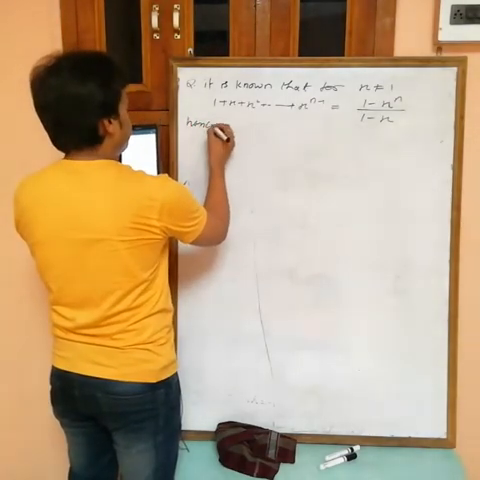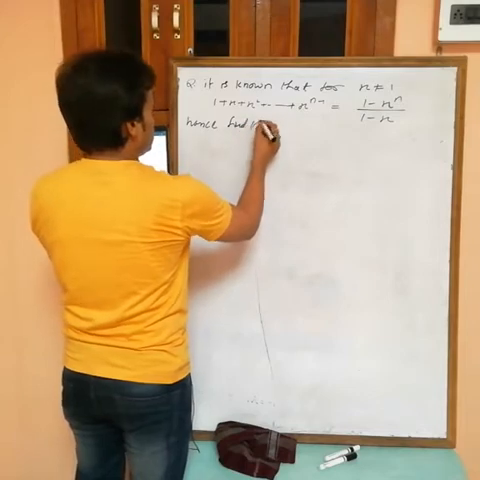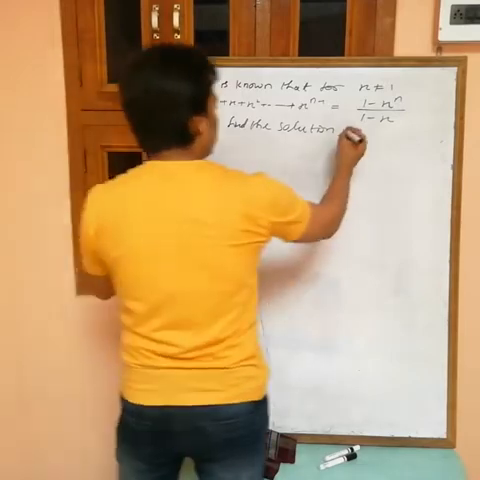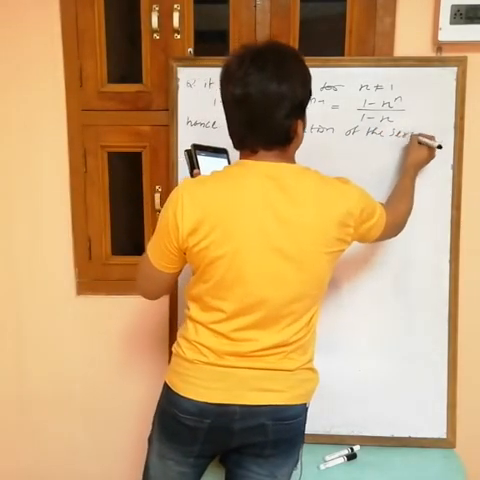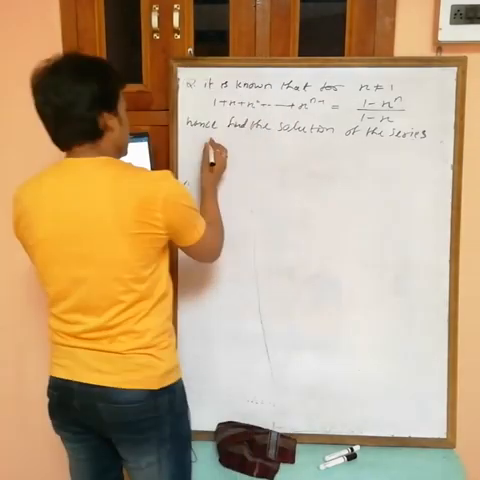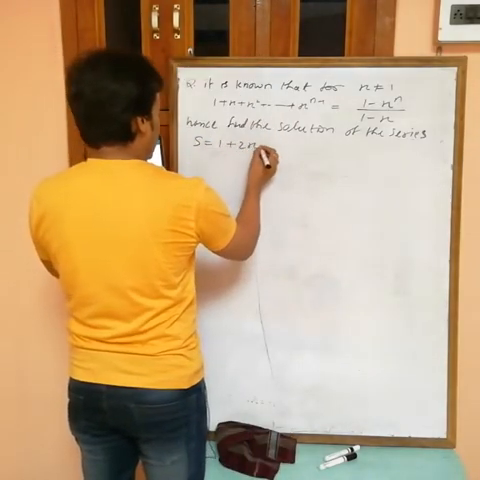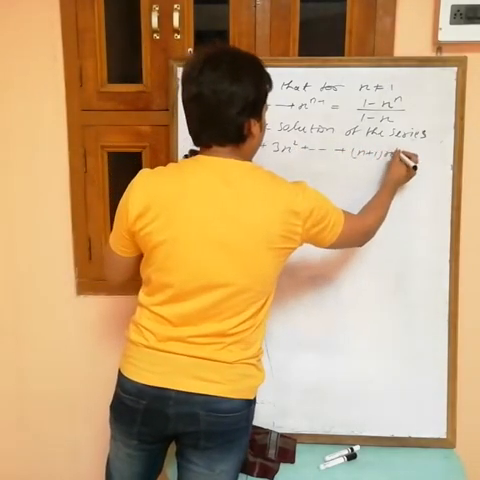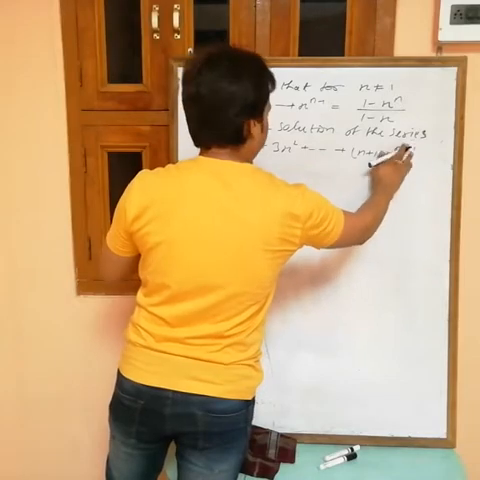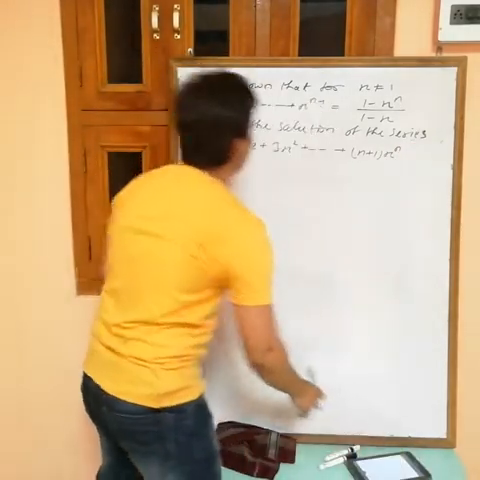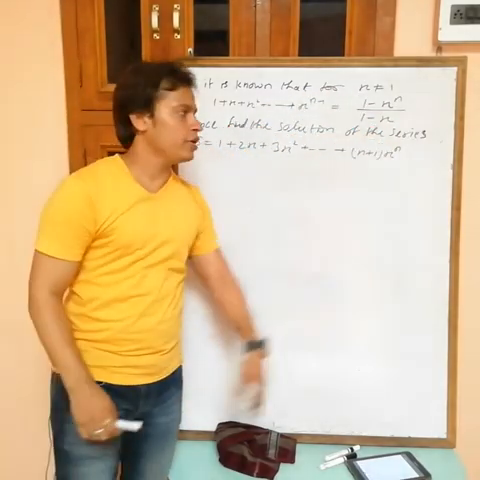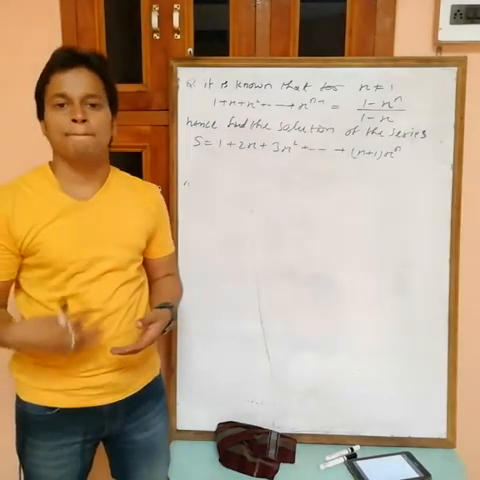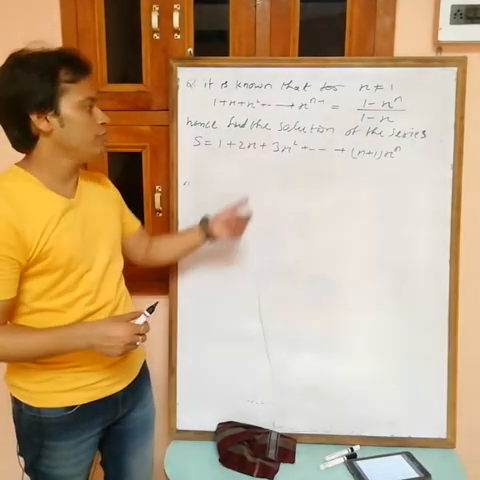Hence, find the solution of the series S equals 1 plus 2x plus 3x square plus up to (n plus 1) x power n, sorry, n. Now it is given that this is equal to (1 minus x power n) by (1 minus x), and we want the sum of this sequence. Obviously we have to use differentiation, by using differentiation we want the sum of this sequence.